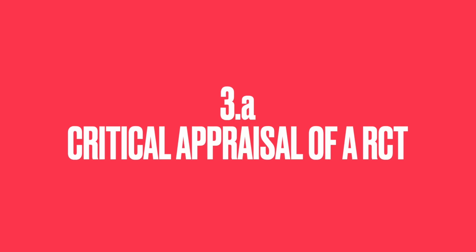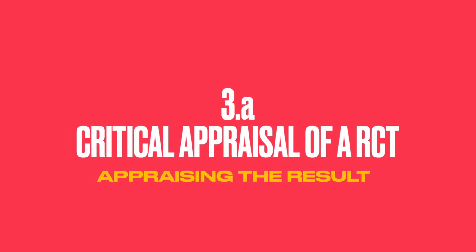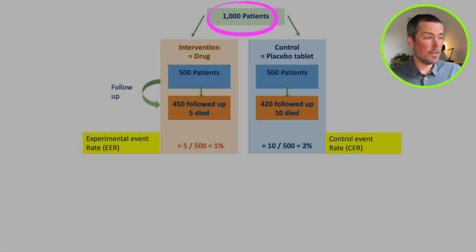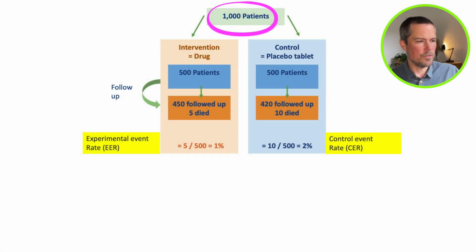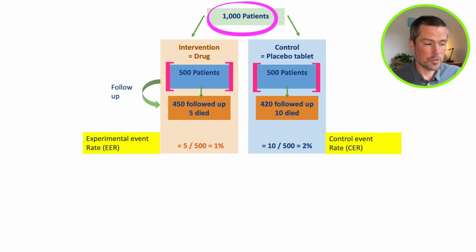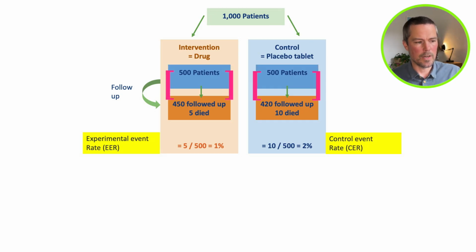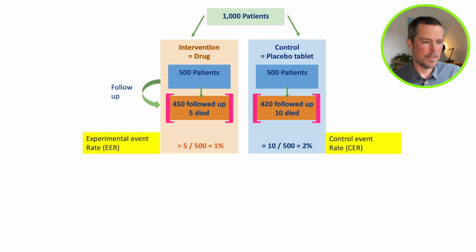To help us understand the phenomenon above, let's create a fictional randomized control trial. So we have 1,000 people who are randomized to two groups, an intervention group and a control group. The two groups are followed up, let's say for 5 years, and perhaps there's a little loss to follow up, as we can see here.